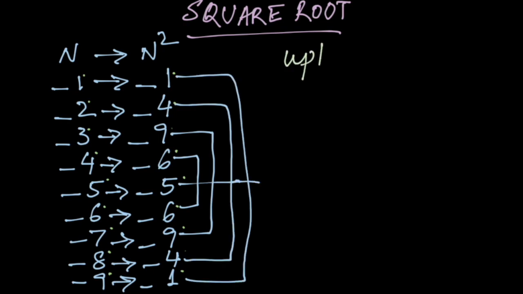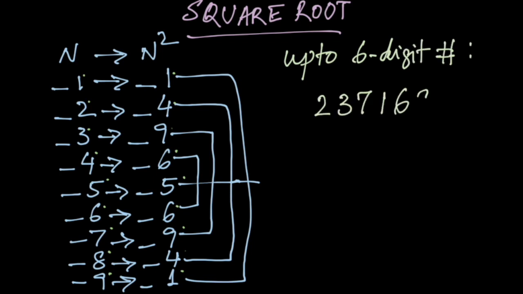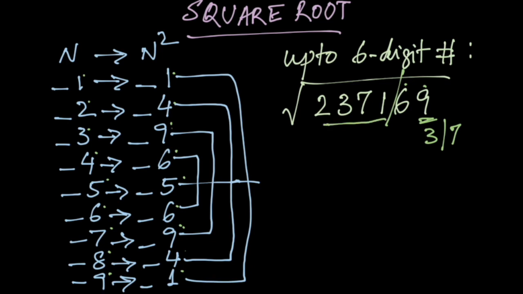So it's very easy to find a square root of numbers up to 6 digits. Suppose we have to find out a square root of 237169. So it is ending with 9. So which number's square is ending with 9? So 3 or 7. We don't know yet if the number will end with 3 or 7. And we have to find out the largest number whose square is less than this number. So what that number is?